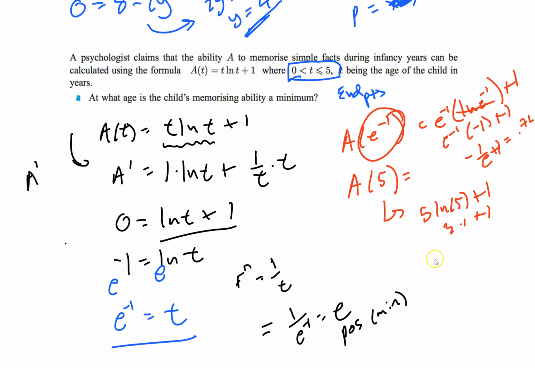So at what age is the child's memorizing ability at the minimum? At age 1 over e. Good old math answer for you. 1 over e is the age, which is like 0.382. I checked this a second ago.